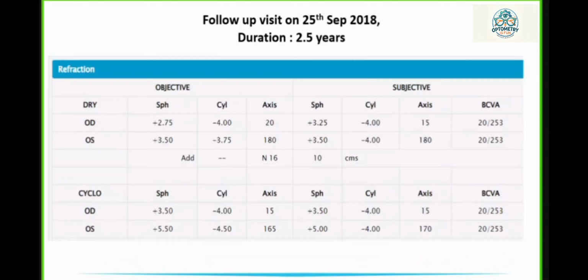Do you notice any difference in the refractive status from the previous visit? Anything that is bothersome here?